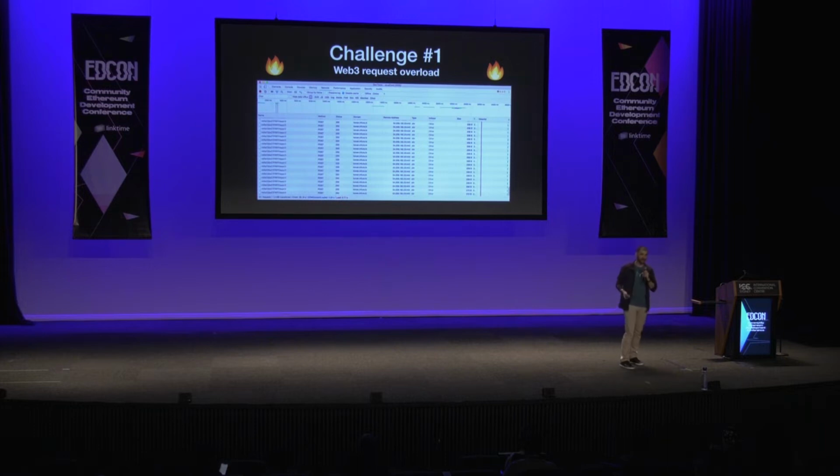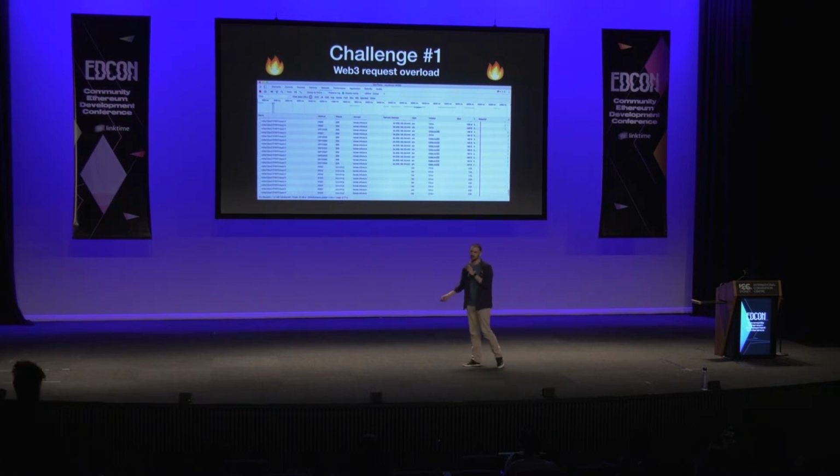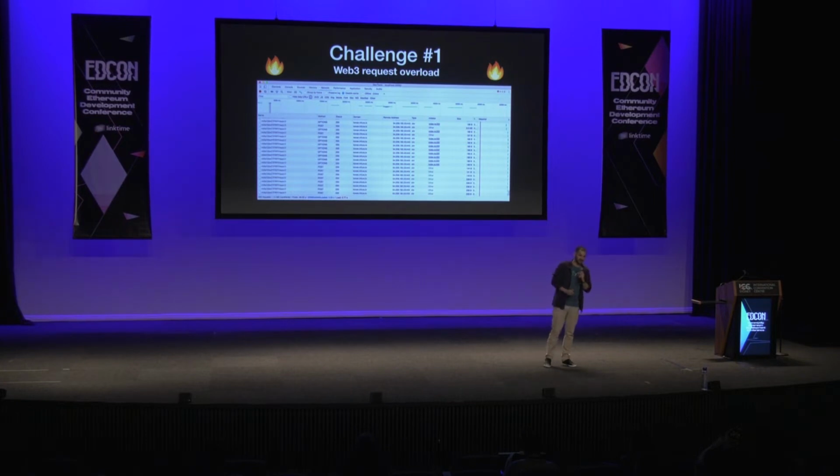To make matters worse, the way browsers work, before a request goes out, there's a pre-flight request to check if the actual main request has permission to be made. That doubles the amount of requests that are going out. That's just not ideal, and it degrades the performance of the dApp over time. So that's the first challenge.